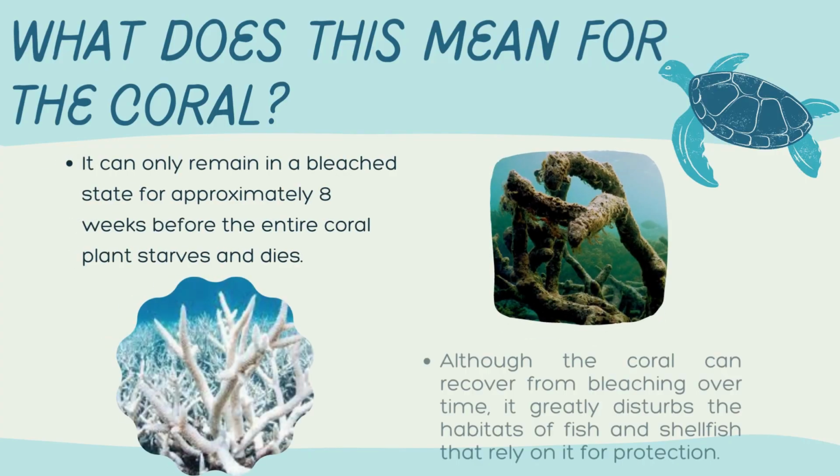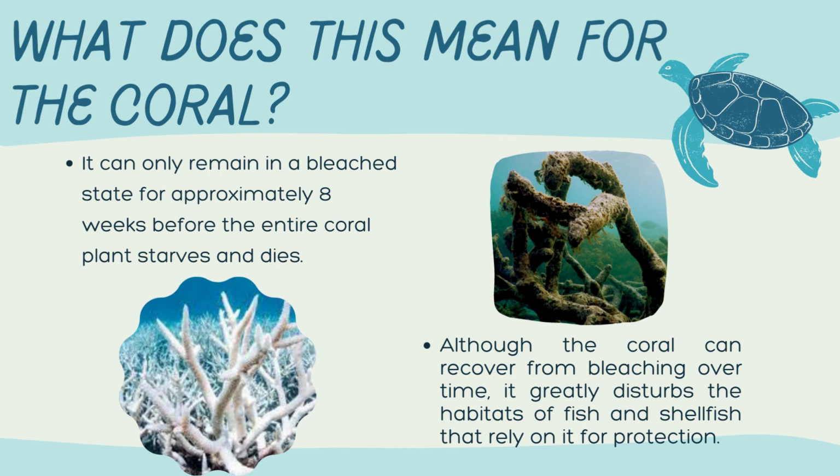So, what does this mean for the coral? Well, without the microscopic algae, the coral will begin to starve. In addition, if the water is 1 degree Celsius higher for only 1 week, it can begin the process of coral bleaching. And these are the main two factors that we see when studying coral bleaching. And since algae is a major food source and a source of color for the coral, it can only remain in a bleached state for approximately 8 weeks before the entire coral plant starves and dies.